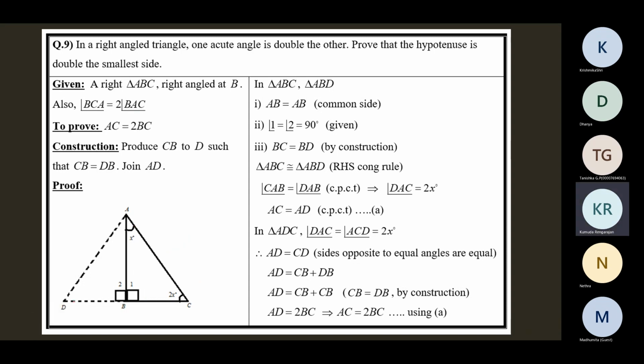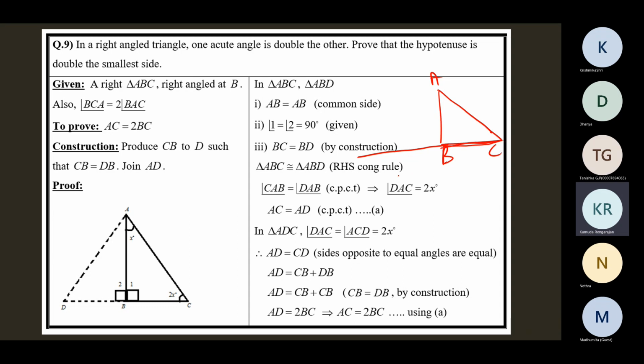Okay. So again, to prove this result, we are going to take the help of a construction. We are going to produce CB to a point D, such that CB is equal to DB. See, that is possible. I've told you, construction is something which is possible. Now, you have a triangle ABC. It is possible to produce CB. Is it difficult? You will always get this line only when you produce it.